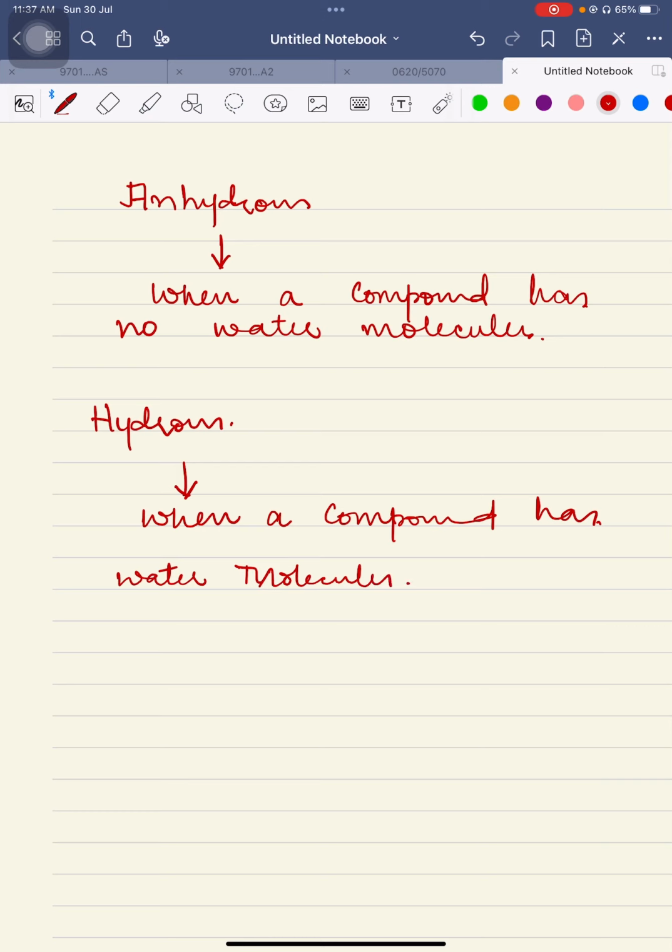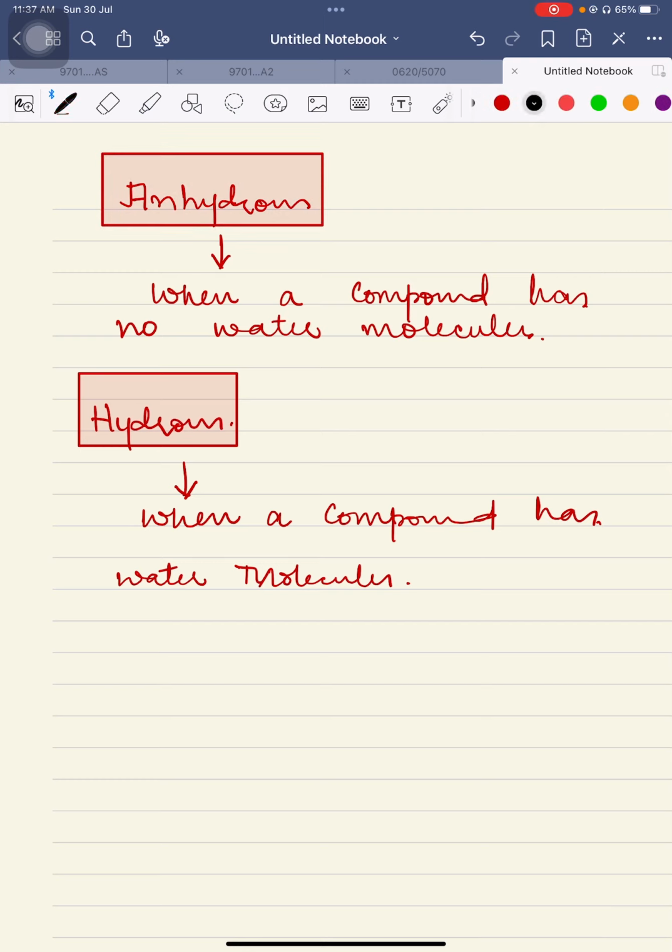Guys, one thing very clearly: hydrated and dehydrated are the terms in use in biology. So we are not going to use those terms here. So hydrous and anhydrous are the terms which are used for the description of presence of water or absence of water. Okay. There is another term, and that is called water of crystallization.